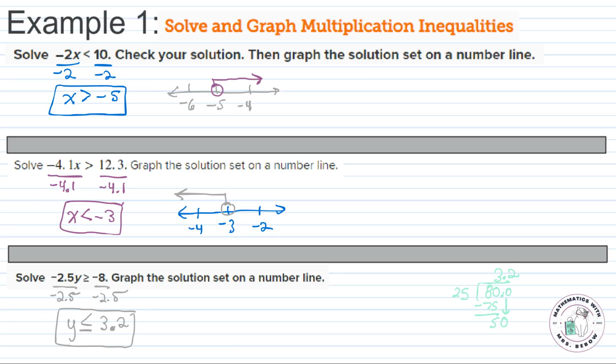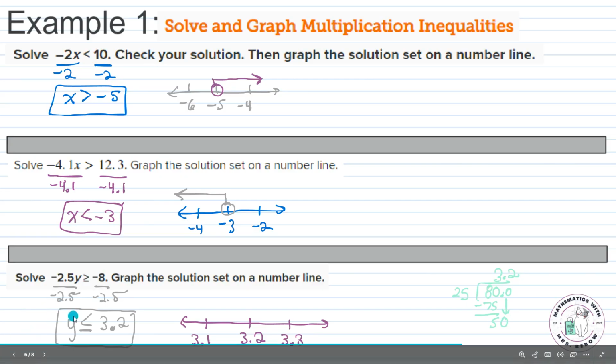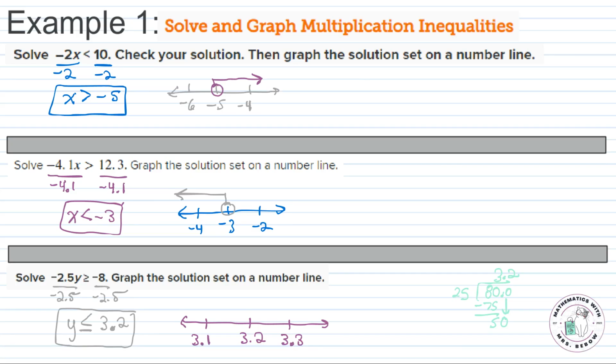And then to graph this, we'll just make our number line here. We'll put 3 2/10 in the middle, and then we can do 3 3/10 to the right, and then 3 1/10 to the left. This now is going to include a closed circle because of that or equal to. So we're going to have a closed circle. And then because it's less than, that means it's going to the left. So those are some multiplication inequalities.